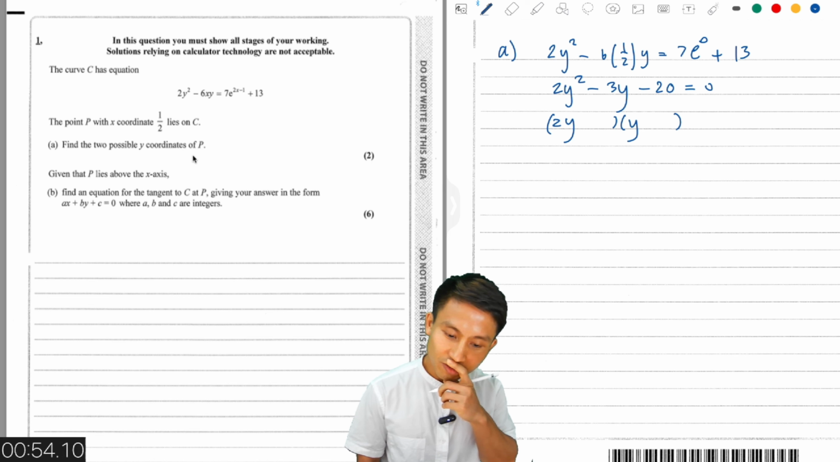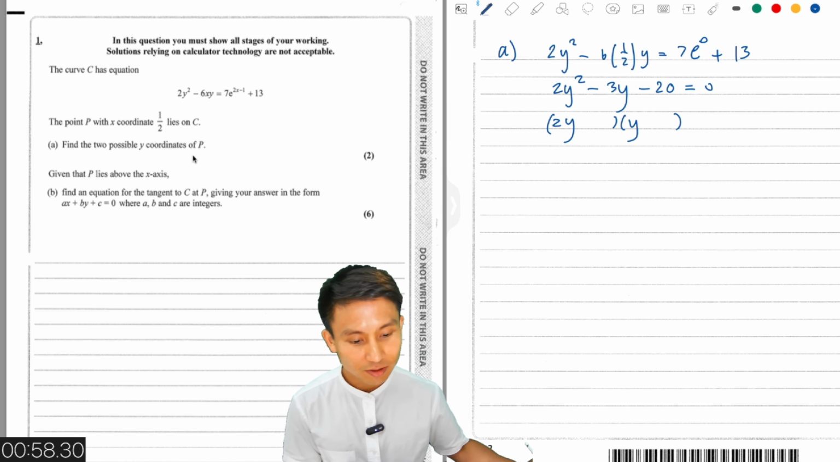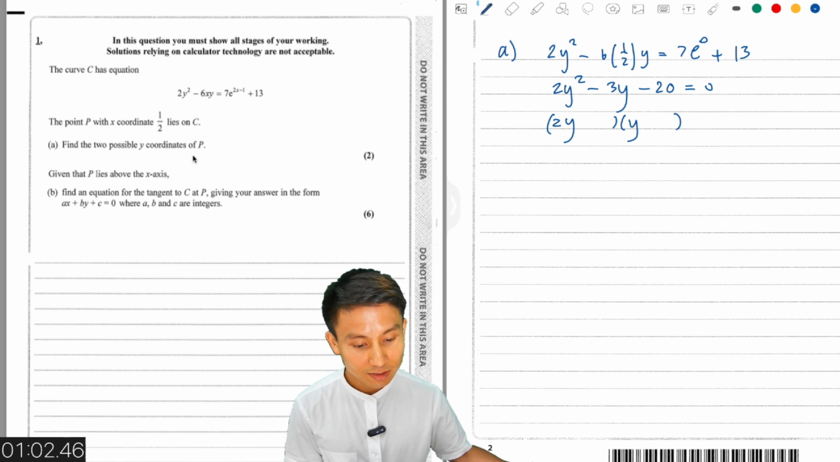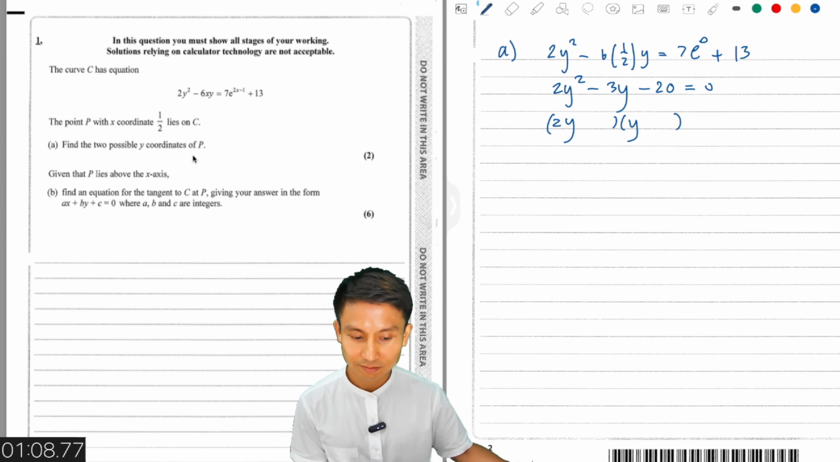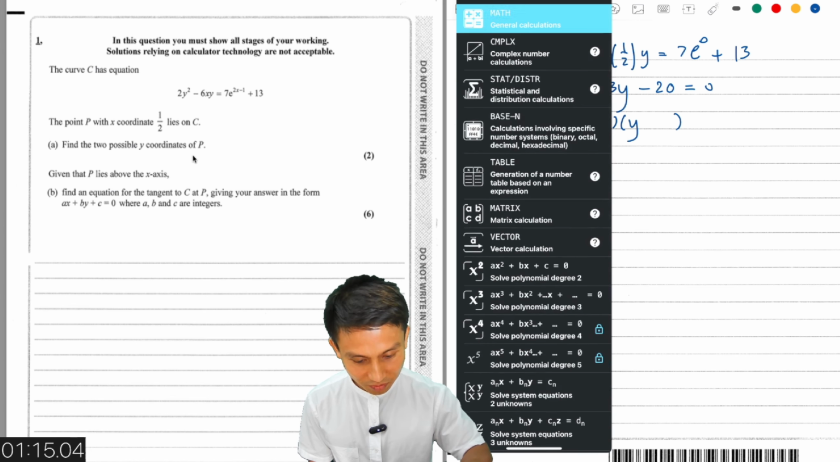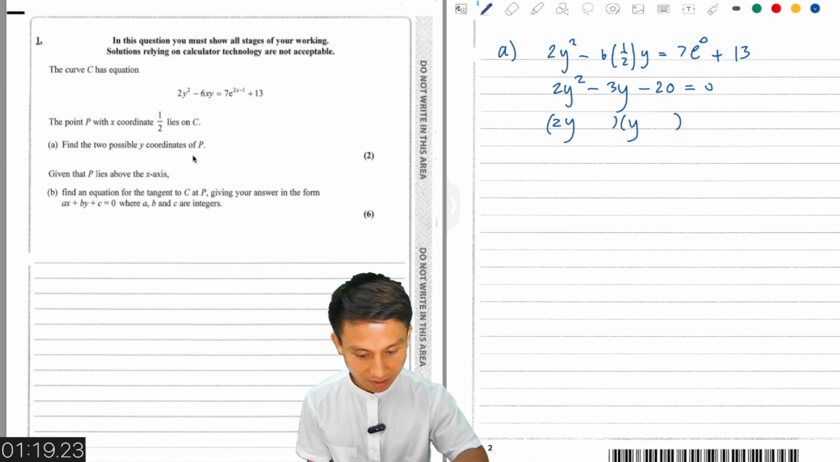Let's see. So 5 and 4, does it work? 5 and 4, nope. 4, 10 and 2 maybe. 10 and 2, nope. Okay. Let me use the calculator. You guys also can, right? So that's not too unfair, I guess.